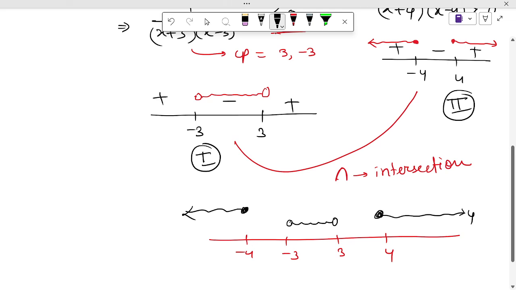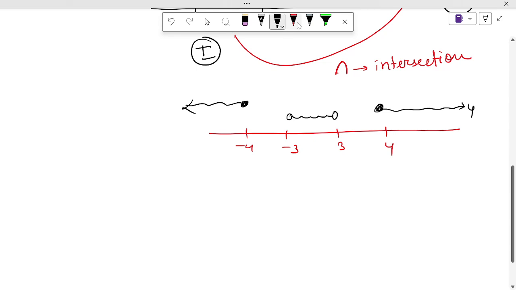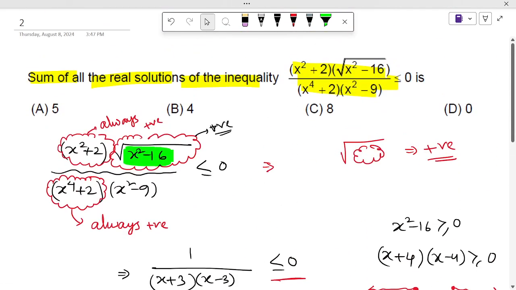So what is the common part between the two solutions? Is there any common part? No, there is no such common part. So x belongs to the empty set. There are no values of x for this solution. The question is asking for the sum of all real solutions of the inequality. We have found that no real value of x exists, so the answer is D.